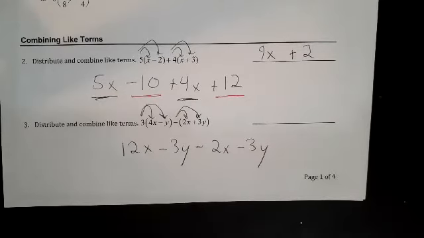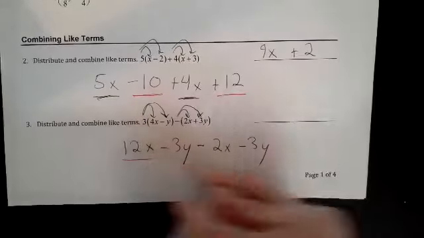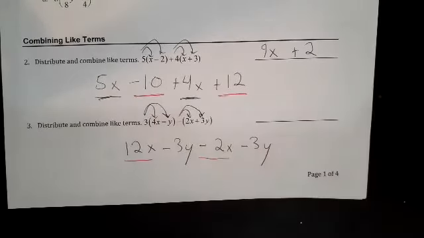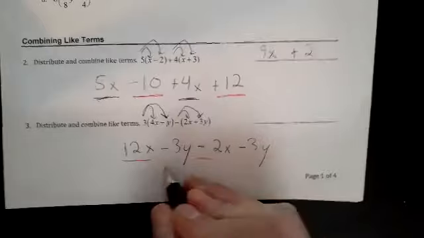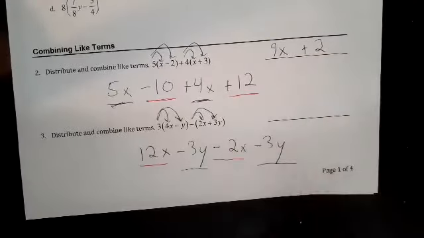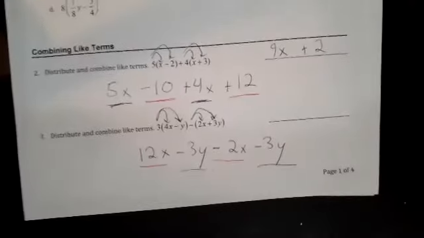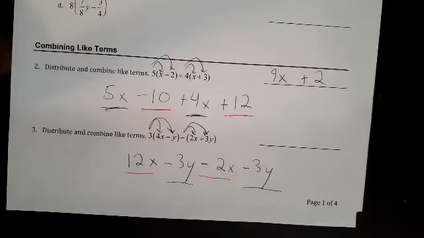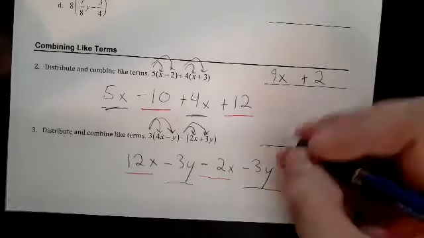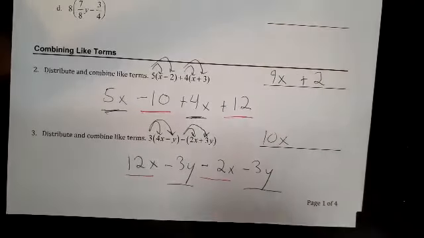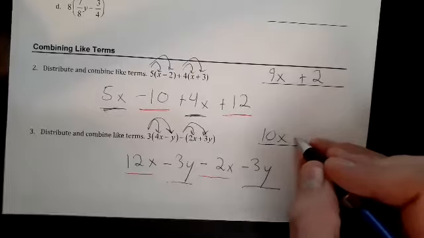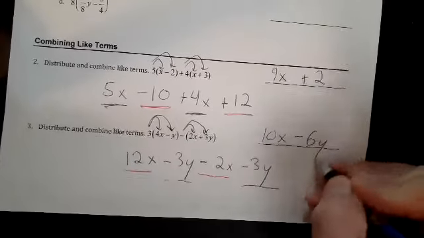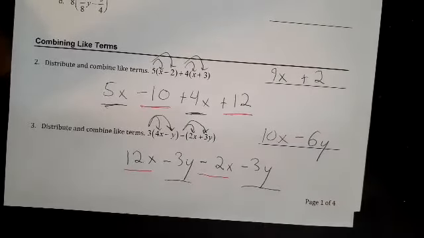Now I'm looking along here for like terms. And so I can only add apples to apples, bananas to bananas. I can only add x's to x's. I can only add y's to y's. They are talking about different things. You can only add terms that are alike. So if I do 12x minus 2x, that is going to give me 10x's. If I do minus 3y and another minus 3y, that's going to give me minus 6y's.